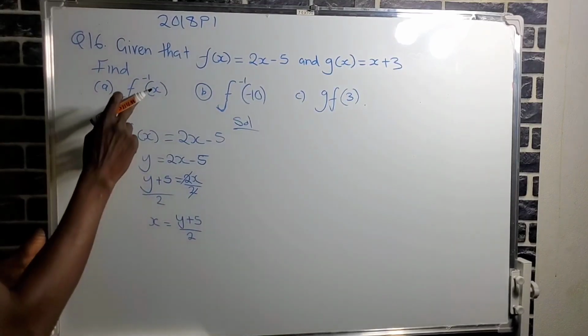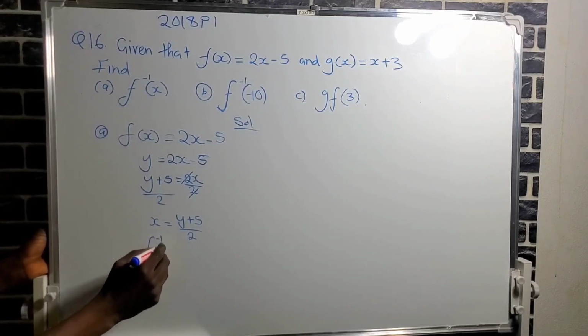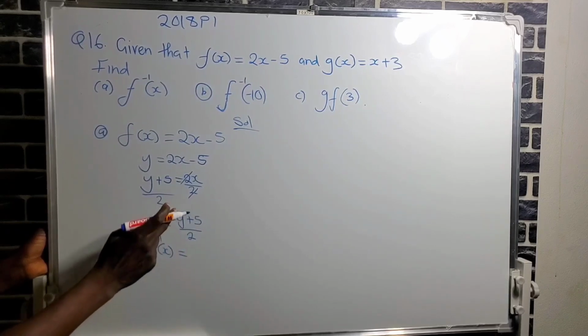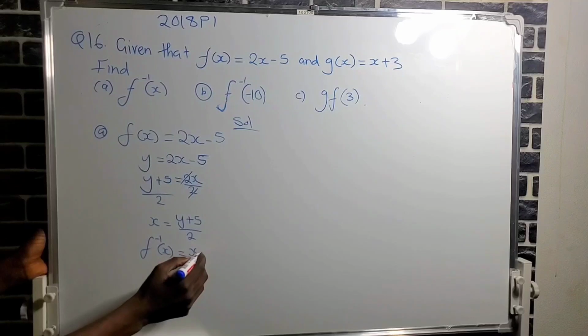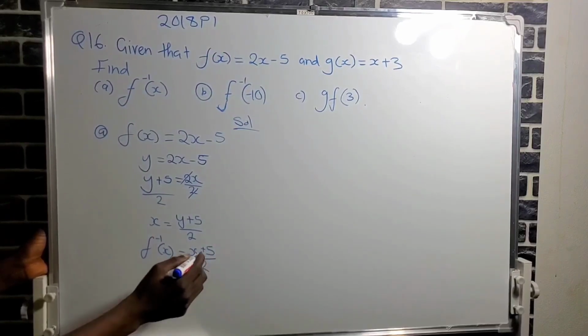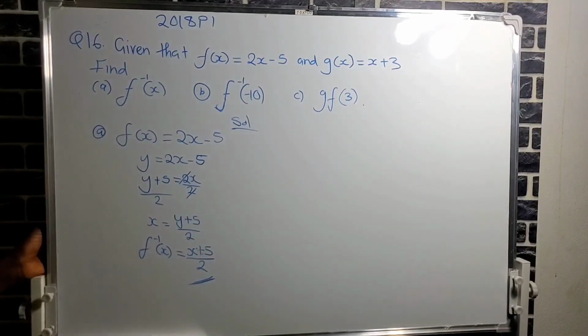Then attach the inverse function, which is f inverse of x is equals to, where there is y, replace x. So it will be x plus 5 over 2. And this is the answer.